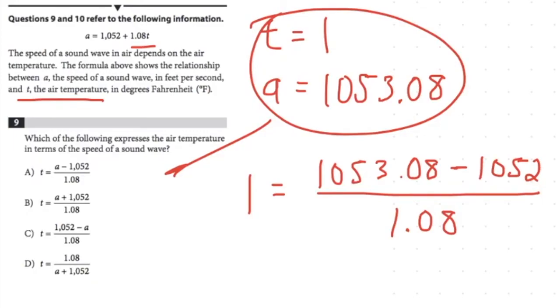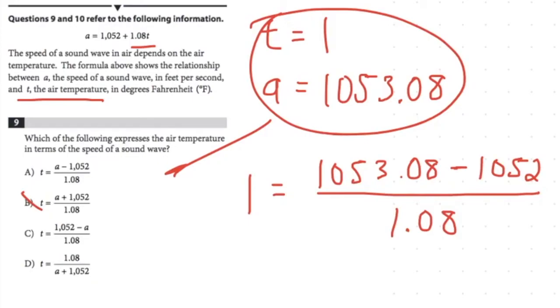Let's take a look at answer choice B. I don't even have to plug it in. That doesn't look right. Is that going to give us a true statement? No way. Does that make sense why that's not going to give us a true statement if we plug in 1,053.08 for A into answer choice B? We're going to get something like 2,000 something in the numerator and something close to 1 in the denominator. There's no way that's going to be equal to 1. It's going to be closer to 2,000. So B is gone.